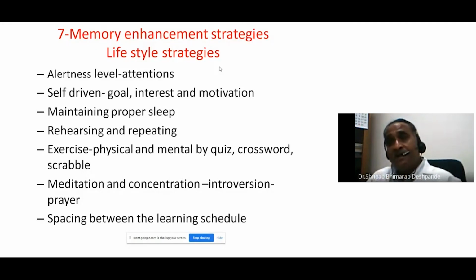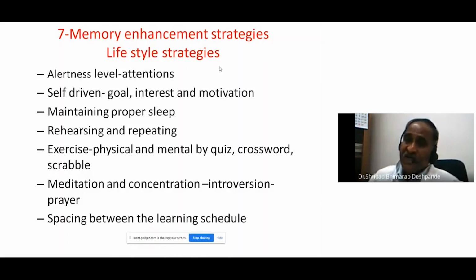Then the meditation, bringing up the concentration, that is focusing, and introversion and prayer. So these are all sort of a spiritual level, but they try to calm you down. While I mentioned in the retrieval, calming is necessary to retrieve the stored information. So that means these also help to retrieve or even to consolidate and store the memory.